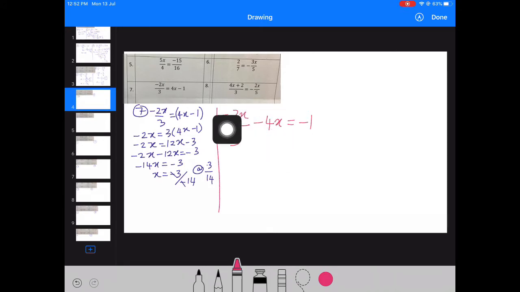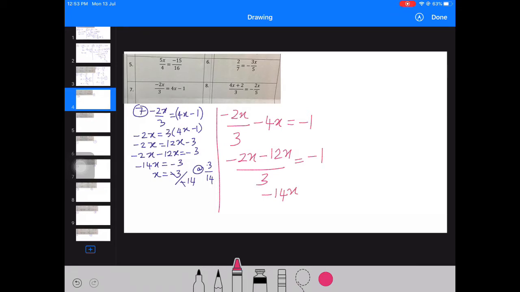Okay, so here you just take your calculator and calculate negative 2 over 3 minus 4. You can write it like this, negative 2x minus 12x over 3 equals to negative 1. So negative 2 minus 12 is negative 14x.